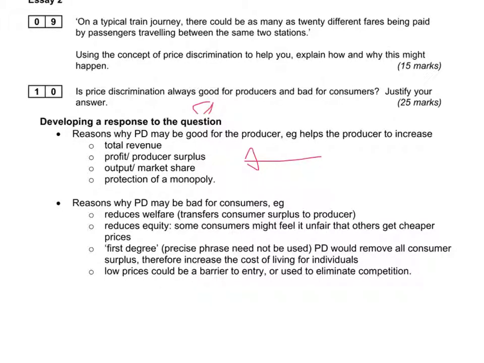And then these are all fairly obvious. So it reduces welfare. Welfare is that consumer surplus those consumers had, the ones who would have paid more. Those people are no longer getting that consumer surplus, so they're not as happy. This one is a bit wishy-washy, but go with it. Reduces equity. Some people might get really annoyed about it. You'll notice this in the news. If you look at people who are getting trains early in the morning in London, they're really angry that they feel like they're subsidising everyone else.